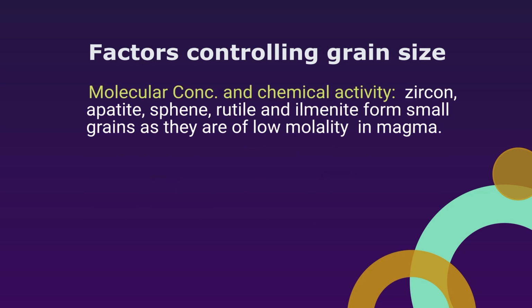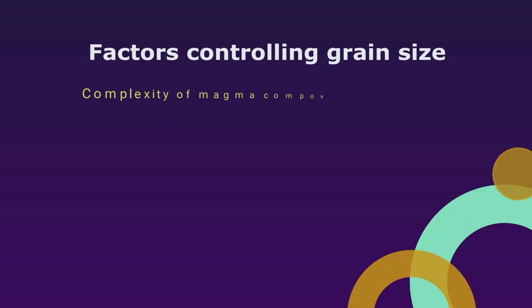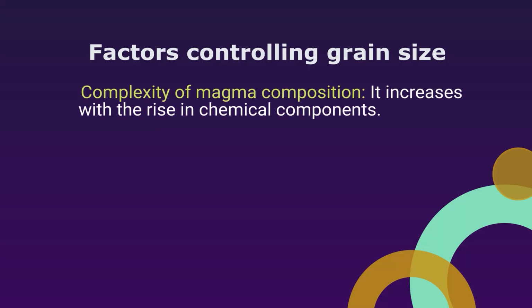Molecular concentration and chemical activity: zircon, apatite, sphene, rutile, ilmenite form small grains as they are of low molality in the magma. And the third important factor is complexity of magma composition. It increases with the rise in chemical components. Now the third category is shape of the crystals. It is of three types basically: euhedral, subhedral and anhedral.